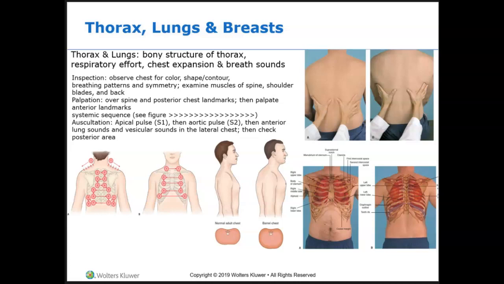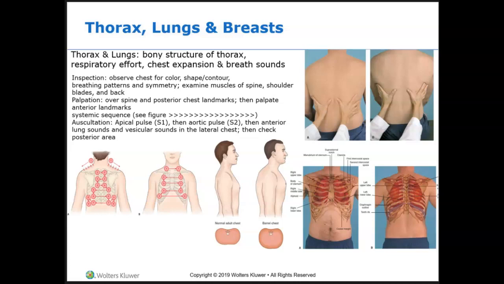Then as the patient breathes slowly and deeply through the mouth, auscultate the lungs across and down the posterior thorax to the base of the lungs in a sequential pattern, comparing again left to right. Next, inspect the anterior thorax. Rearrange the patient gown so that you're able to visualize the patient's chest.